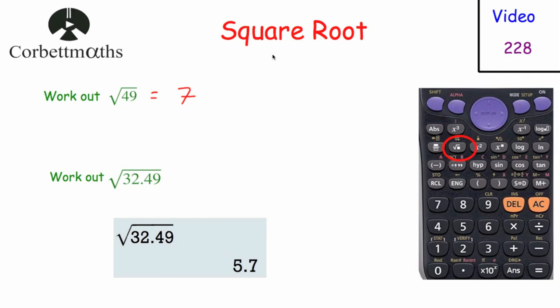That's it. So the square root is the inverse of square, and it's finding what number was squared to give you the number beneath the square root symbol. So if you had the square root of 49, it would be 7. If you had the square root of 100, it would be 10. And there's a square root button on your calculator. If you want more practice on this, watch video 228 on Corbettmaths.